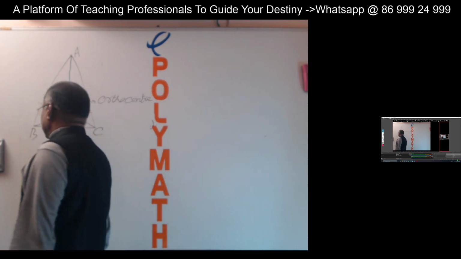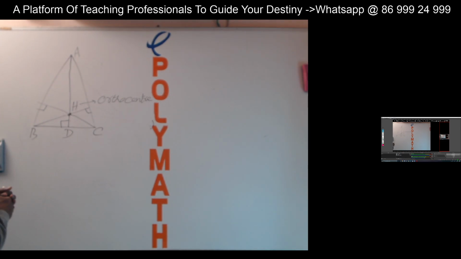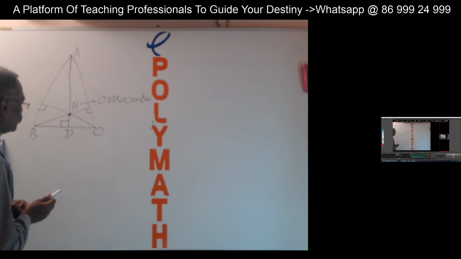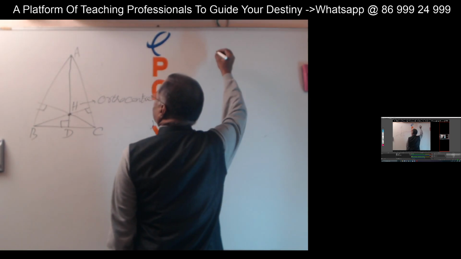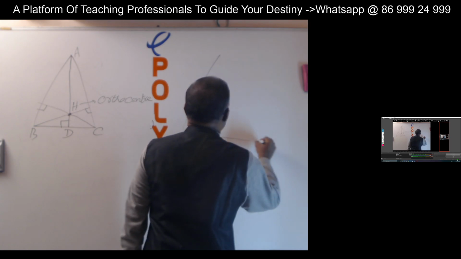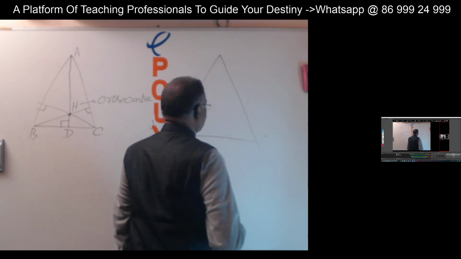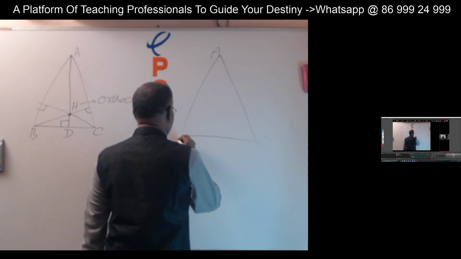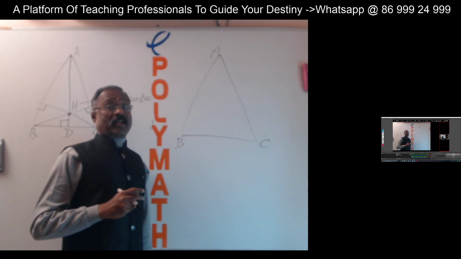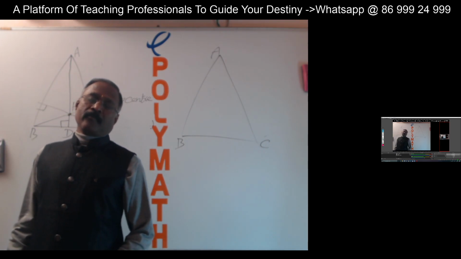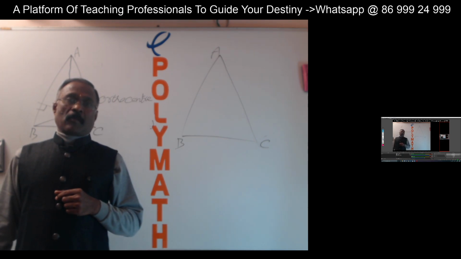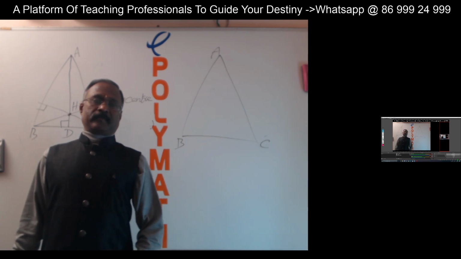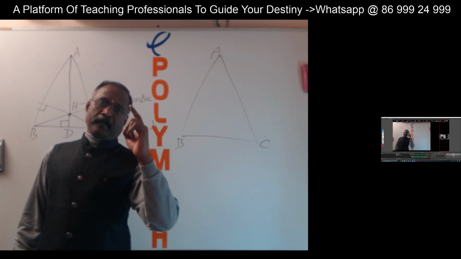Okay. Next, you have the similarity between orthocenter and circumcenter. I'll show you that similarity. I'll construct the triangle in a similar way here to make you understand the circumcenter. Circumcenter has many applications. What is the definition of circumcenter? It is the point of concurrence of perpendicular bisectors.